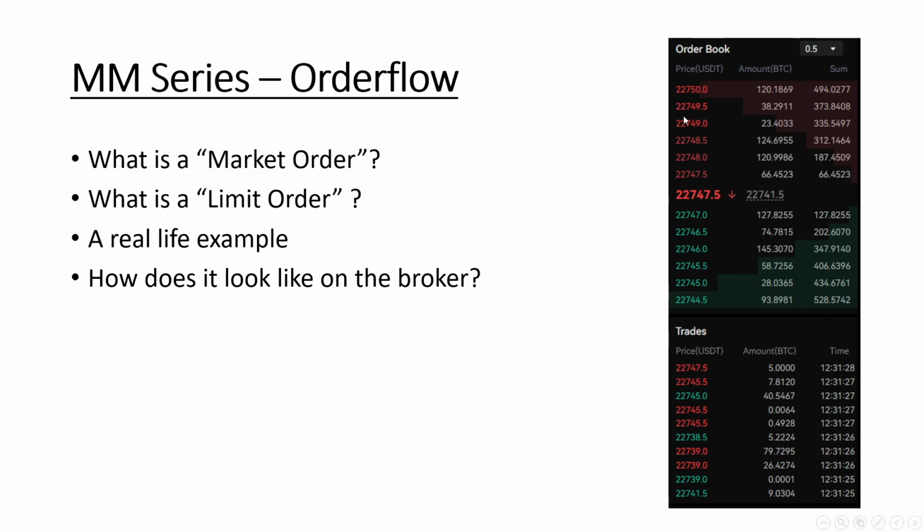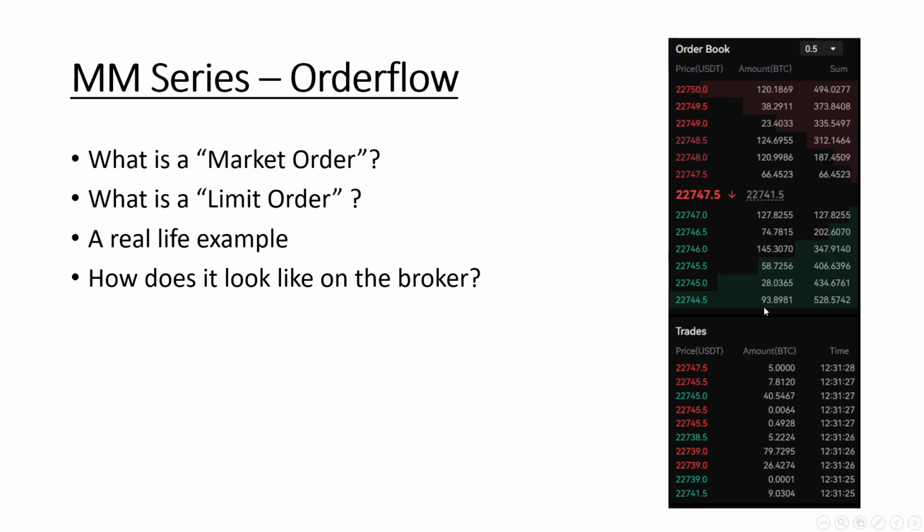Anyways, the order book. What you can see over here is the order book, and that represents the passive order flow. This is the higher portion of this screenshot. Down here you can see trades. That is active order flow.